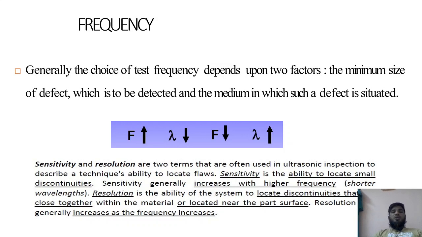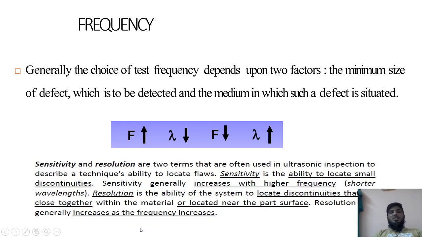Generally, the choice of the test frequency depends upon two factors: the minimum size of the defect to be detected, and the medium in which we are testing. So which frequency from 0.5 to 50 megahertz do you have to select? First you send the highest frequency and see whether you can identify the flaw. Then you send the lowest frequency and see whether you can identify the flaw or not. Based on these two differences, we can study the discontinuity present in the surface, whether it is small or large, and take a decision based on that.